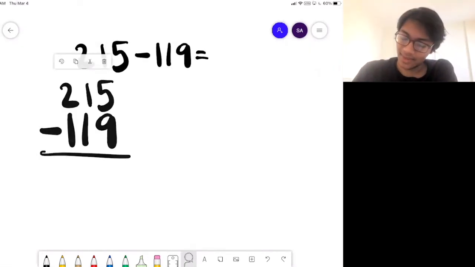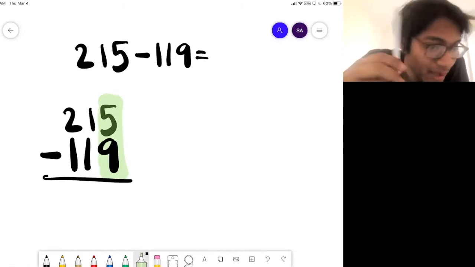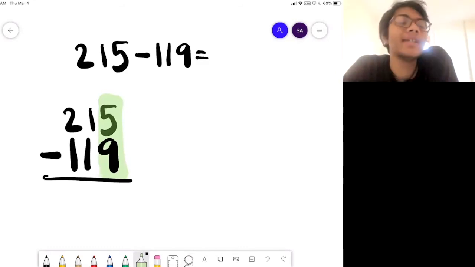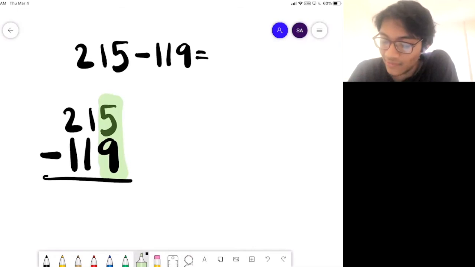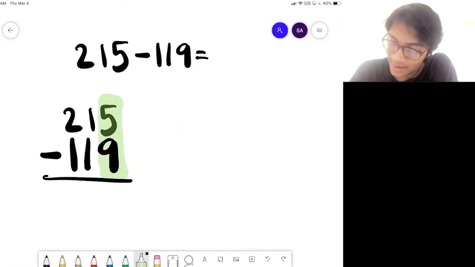But how do I do the math here? Look, here's the problem. How do I do 5 minus 9? Isn't that weird? But remember, we had this exact same problem before. We couldn't do 2 minus 8 because 2 is less than 8. We can't do 5 minus 9 because 5 is less than 9. So what do we do? Well, we're going to break this up.